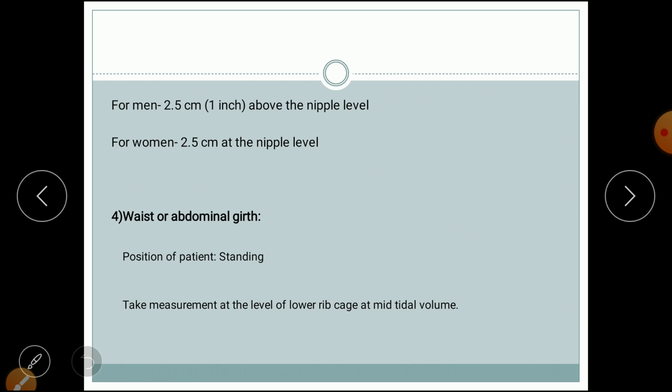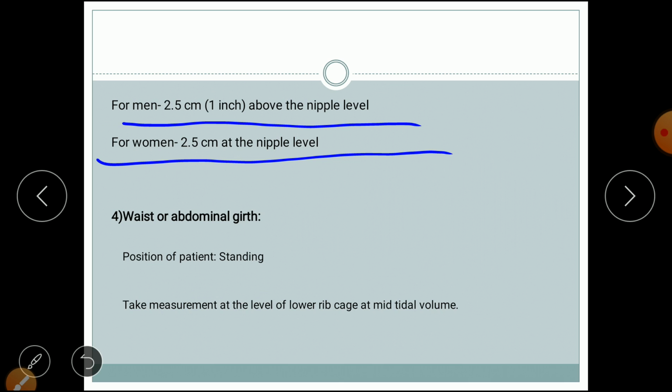For men it is normally taken 2.5 cm above the nipple level, and for women 2.5 cm at the nipple level. So it is the area for the measurement.